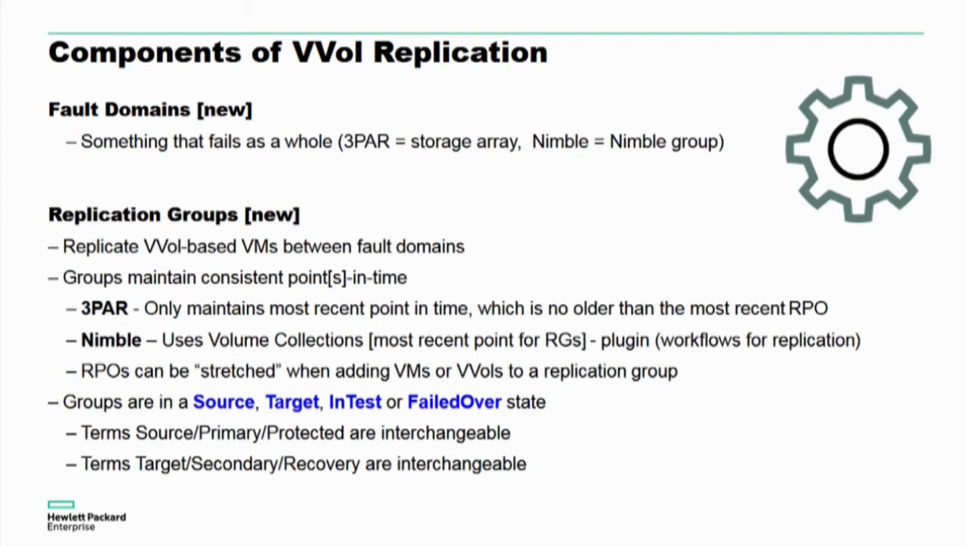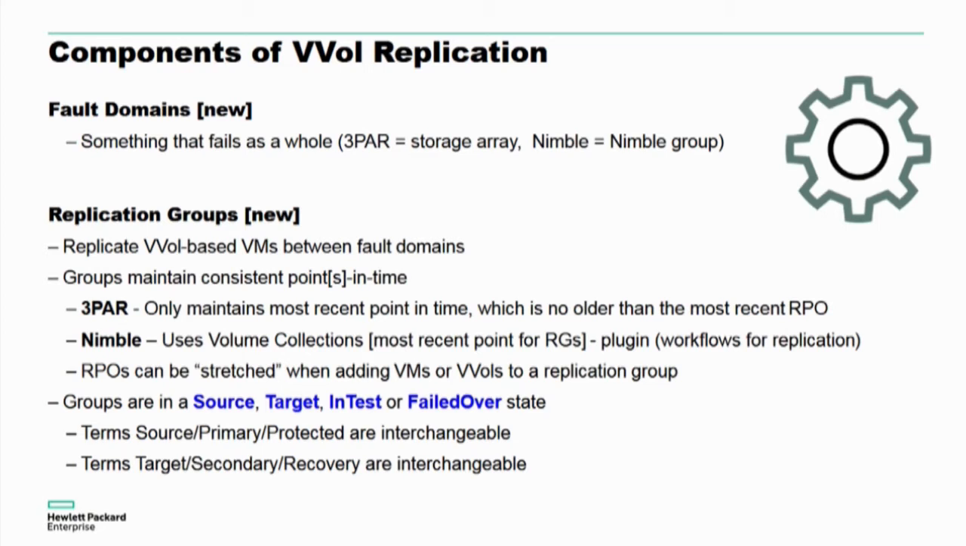So the other thing to note about groups is they can be in the source or target state. I would think those are kind of self-explanatory. Source is obviously where your VMs are running currently, where the master data is. Target is where the replicas exist. And then an in-test is a special state of a target group, which allows you to verify the integrity of the data at the target site. What happens is you take the VVol replica and make copies of them. And then you can expose those to ESX hosts, and those can then be powered up at the target site just to verify everything's working correctly.